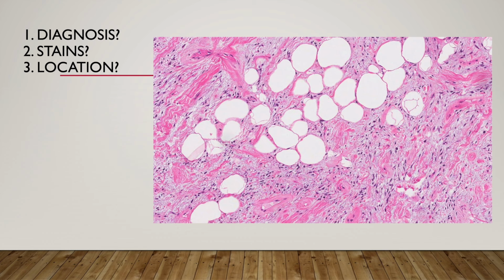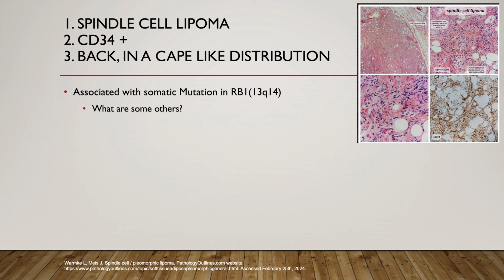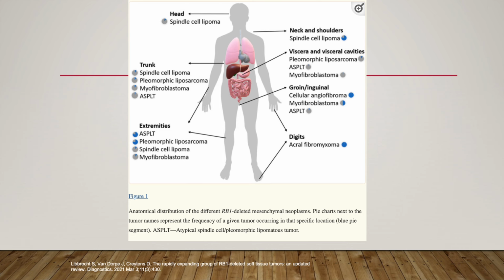You can get a CD34, and it's in a back and cape-like distribution. And this is associated with somatic mutation in the retinoblastoma 1 gene. What are some other entities? So here are some other entities. The ones I've been taught classically are the cellular angiofibroma and myofibroblastoma, but as you can see here, it's a growing entity. And so this is for your reference, but at least know cellular angiofibroma and myofibroblastoma.